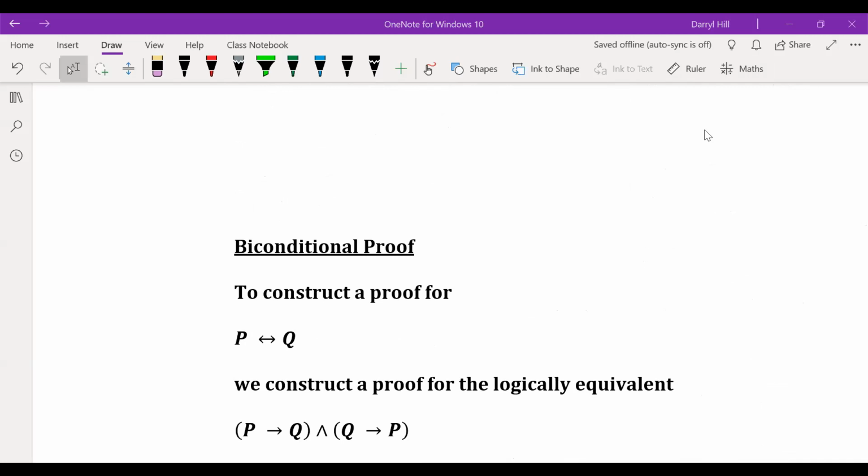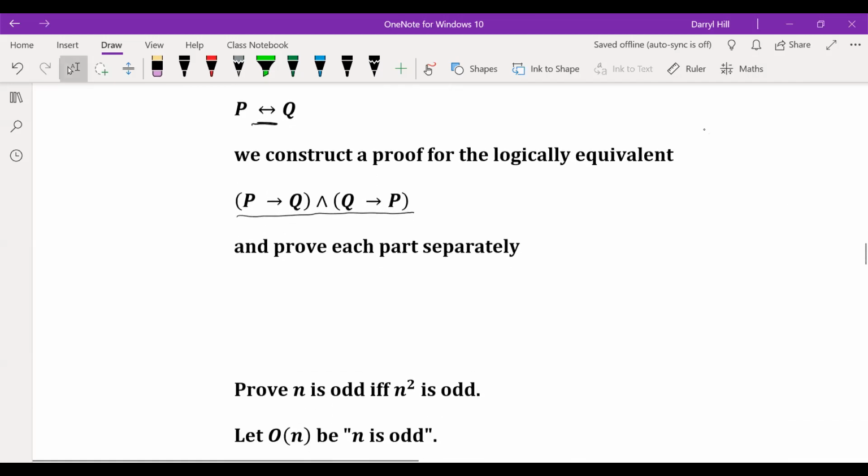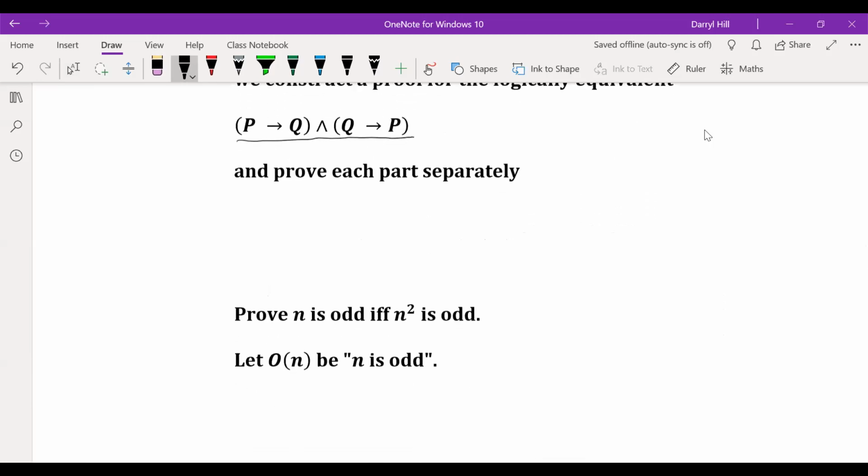All right. So biconditional proof. We saw this a little bit earlier. If we have this biconditional implication, we can construct a proof for the logically equivalent P implies Q and Q implies P, and then prove each part separately. This is where I had skipped this step earlier. So prove that n is odd if and only if n squared is odd. This means if and only if. It's a short form.